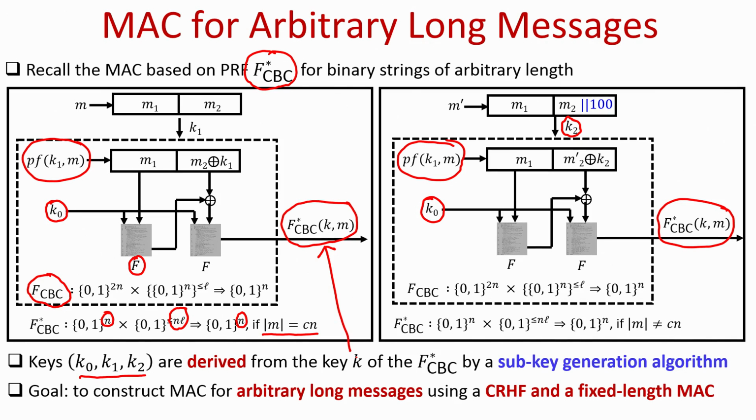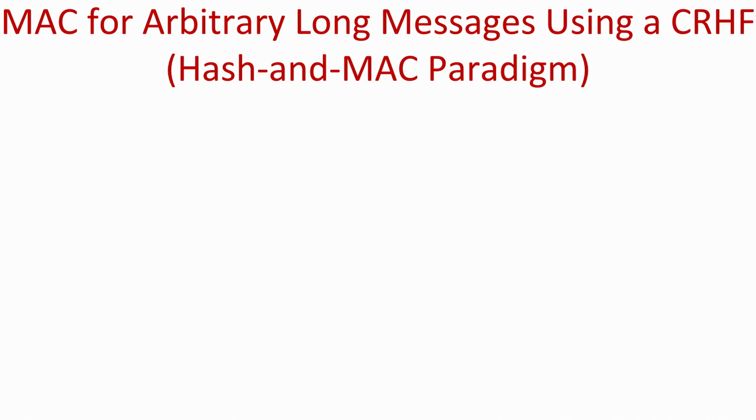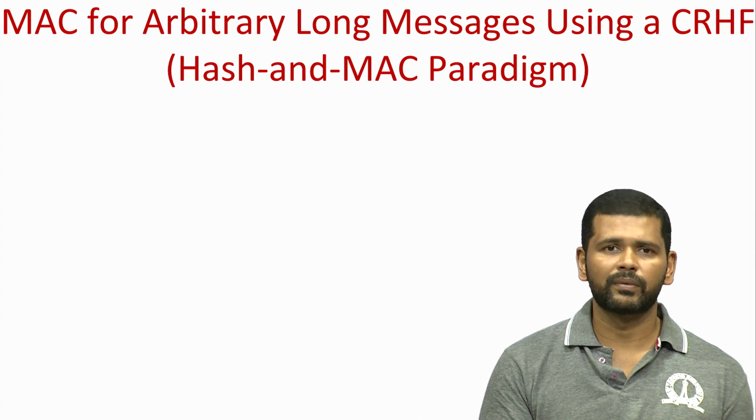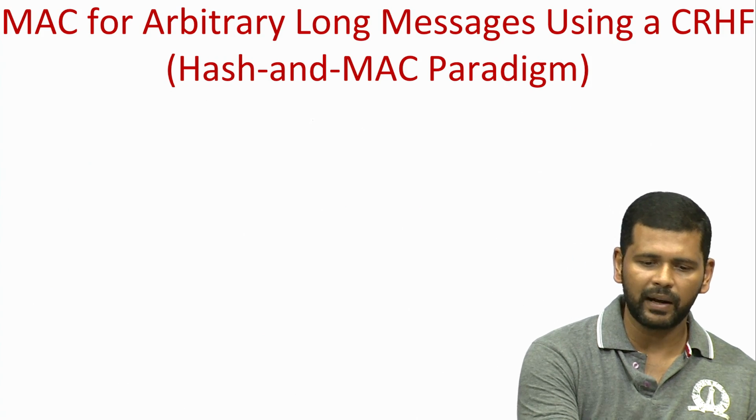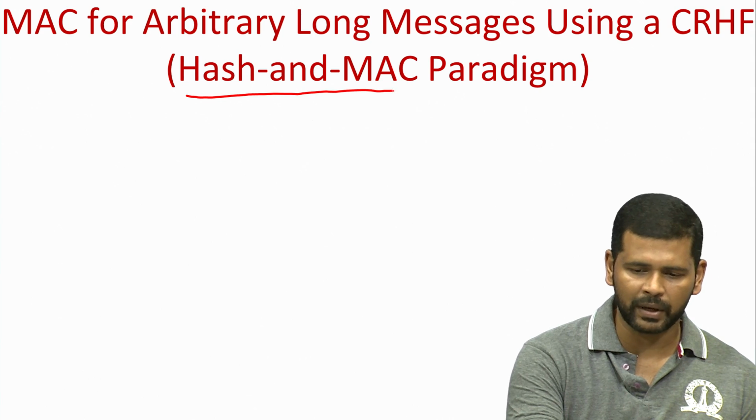Now, the goal here is we want to construct message authentication codes again for arbitrarily long messages, but now using a collision resistant hash function and a fixed length MAC. And we hope that if we have one such construction, then we can completely get rid of the large number of PRF invocations which are used in this construction F star. So, let us see how we can design message authentication codes for arbitrarily long messages using a collision resistant hash function, and this paradigm is popularly called the hash and MAC paradigm.